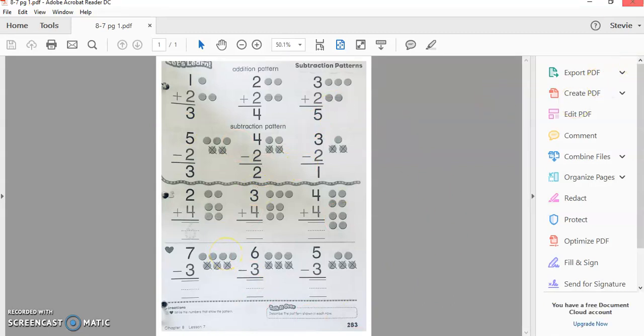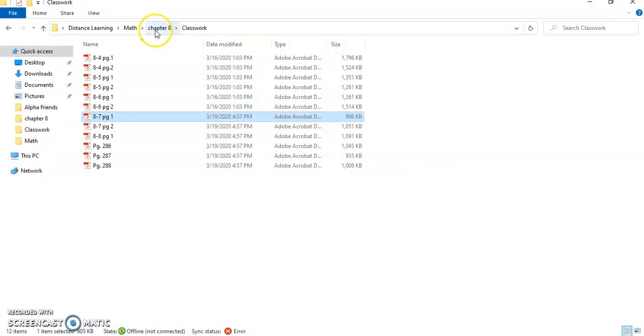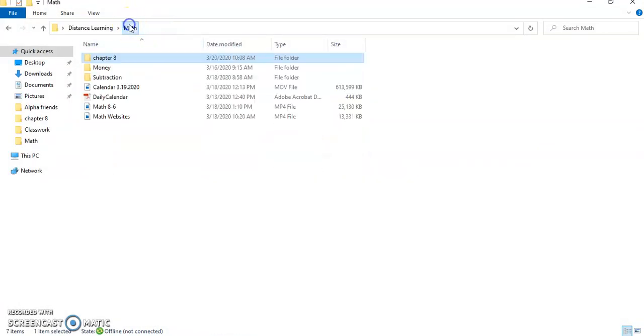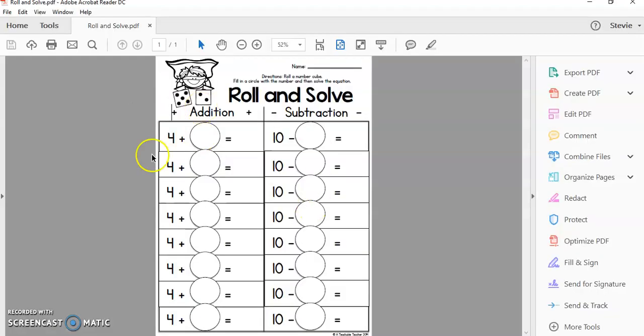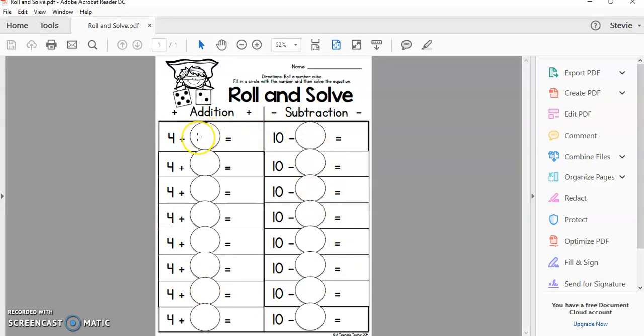Now, after you've done that, you need to go to this practice. Let's see, which one is it? I think it's this one. You need to go to this one. So what you're going to do is you're going to roll a dice, write that number. So let's say you roll a dice, it lands on 2. You're going to write a 2, and then you're going to solve it. Let's say you roll a dice again and it lands on 2. You write a 2 and you're going to do 10 minus 2. So you need to pay attention. Is it saying plus or is it saying minus?